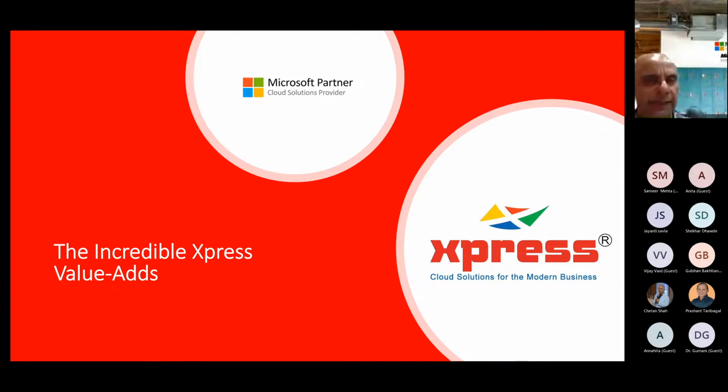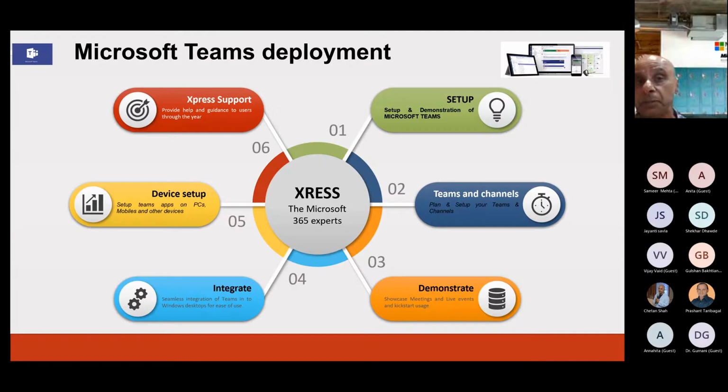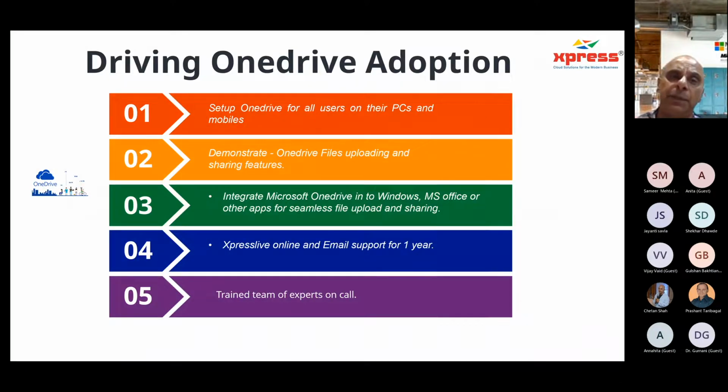So we ourselves at Xpress, we are a Microsoft Cloud Solution partner. So we do deploy Microsoft Teams for all our customers. We set up teams and channels. We integrate it across all your devices. And then we help your people drive OneDrive across all their devices so that each and every employee has access to his office data from wherever he's working.